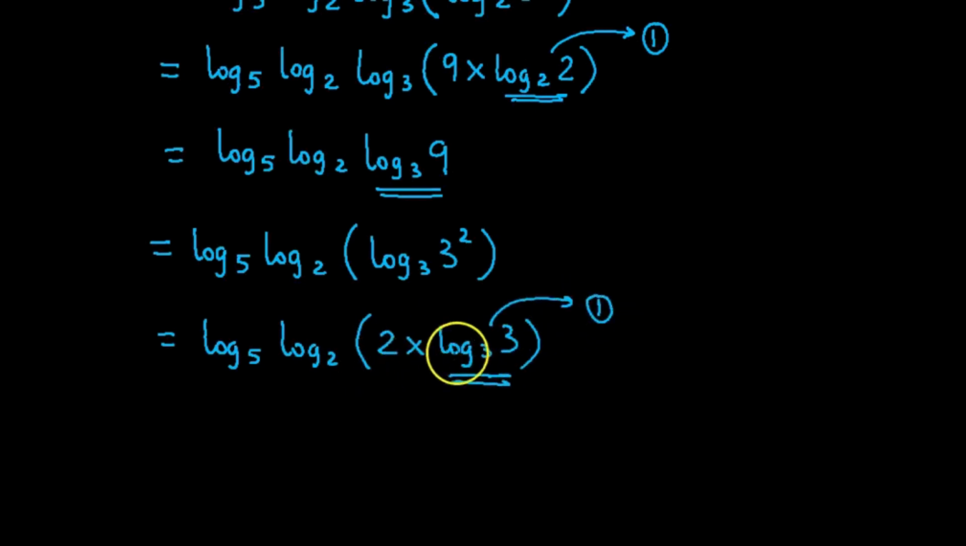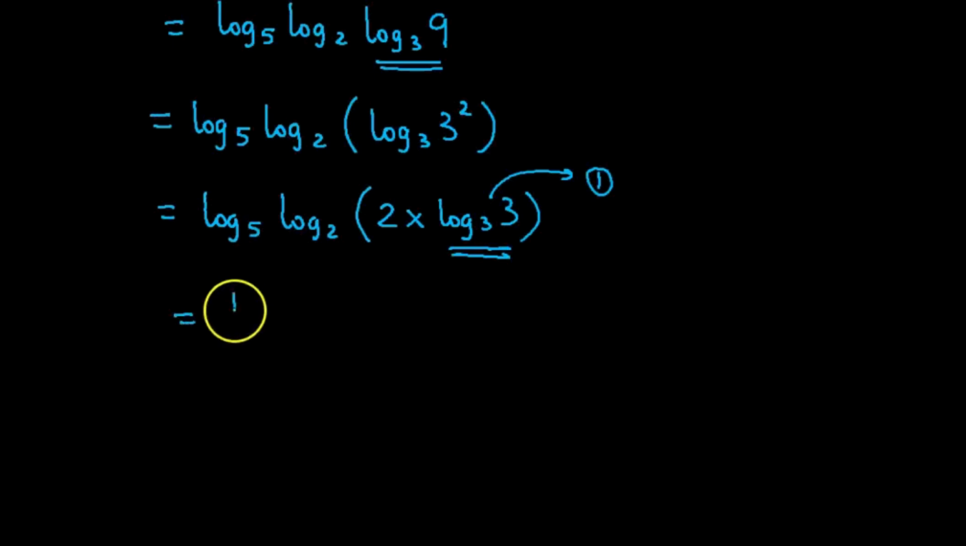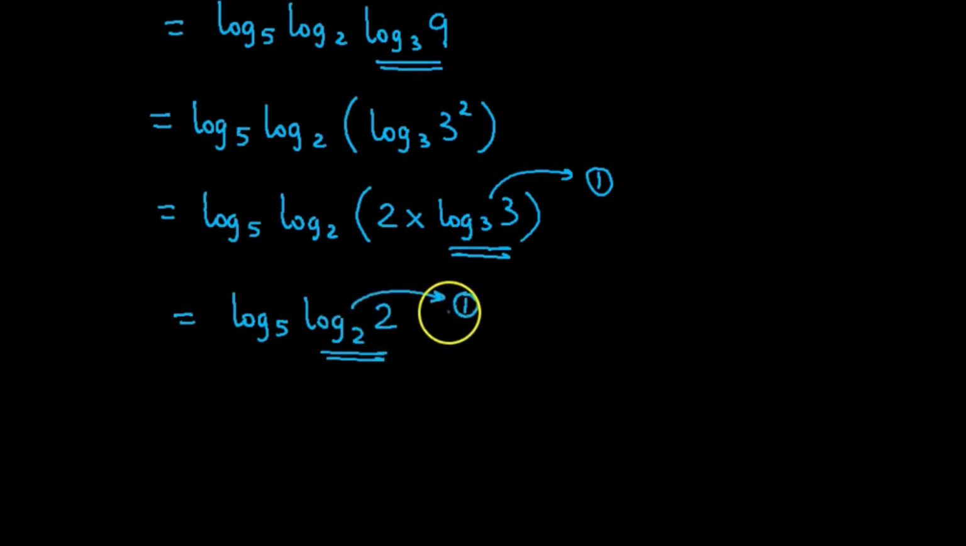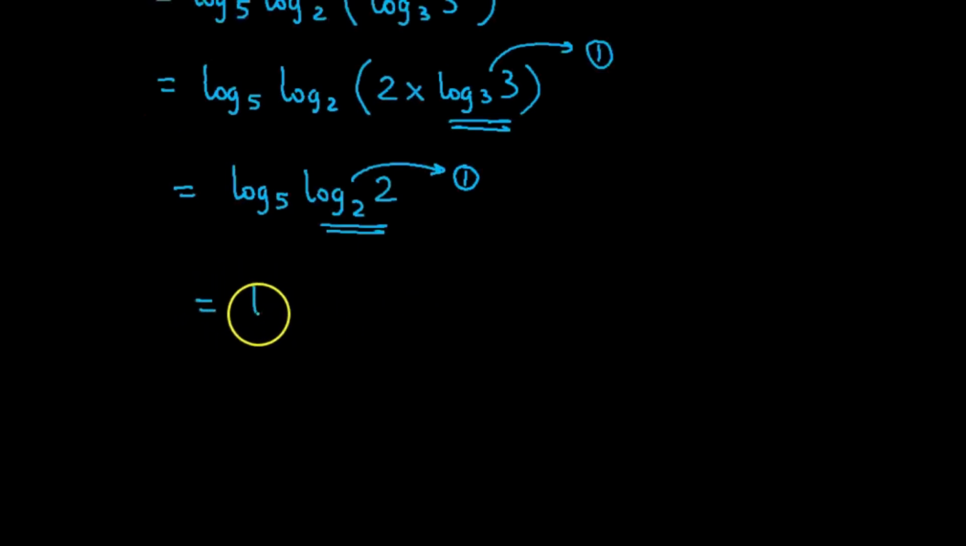So 2 into 1, that becomes 2. So next step will be log to the base 2, and this will be 2. Now if you observe this term, this is of the form log a to the base a. Log a to the base a होता है 1, इसकी वैल्यू होती है 1. So next we have log of 1 to the base 5, and we know that log 1 to the base a is 0. So log 1 की वैल्यू होती है 0. तो हमारा फाइनल आंसर है 0.